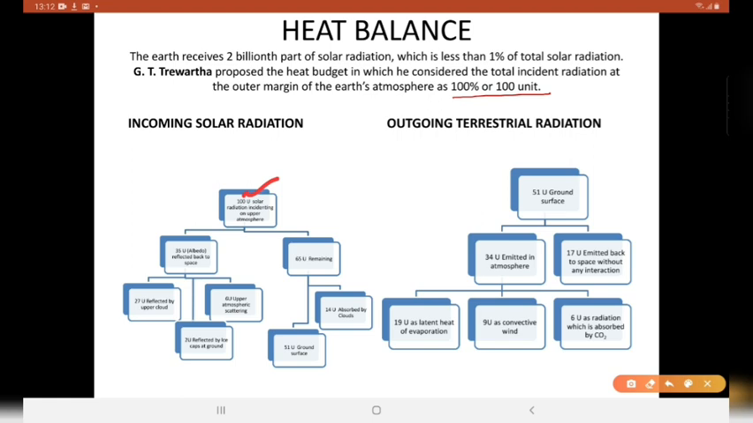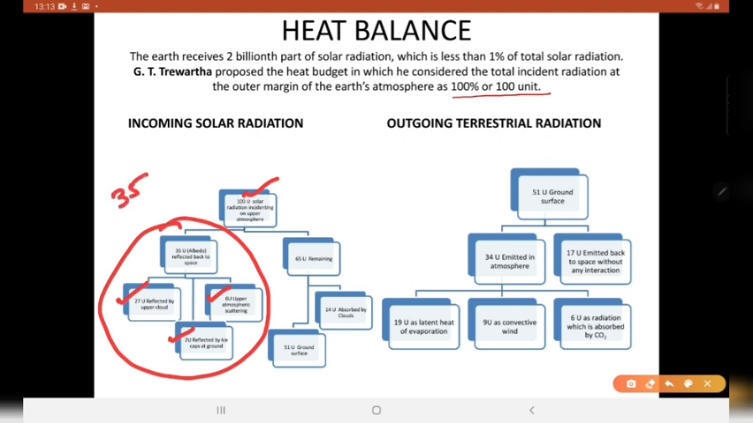Now, when we see this 35 unit of albedo, we find that 27 unit is reflected by upper clouds, 6 unit is scattered by upper atmosphere, and 2 unit which reaches the ground is reflected back to the space by ice caps. So, this is the albedo of the earth, which is equal to 35 unit, and it is not used in the thermal process of the earth.